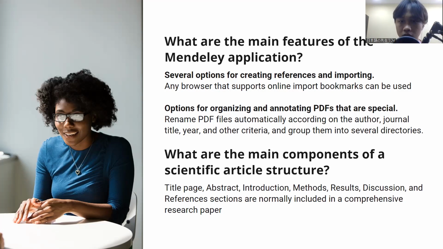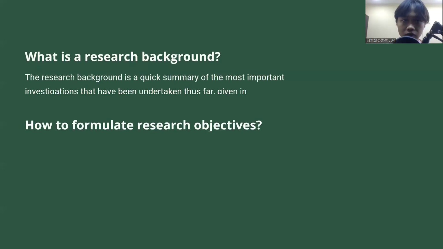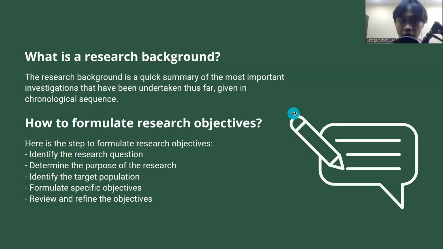And the next question is what are the main components of a scientific article structure? The first is title page, abstract, introduction, method, results, discussion, and references in the last section, which is usually common in scientific writing style.